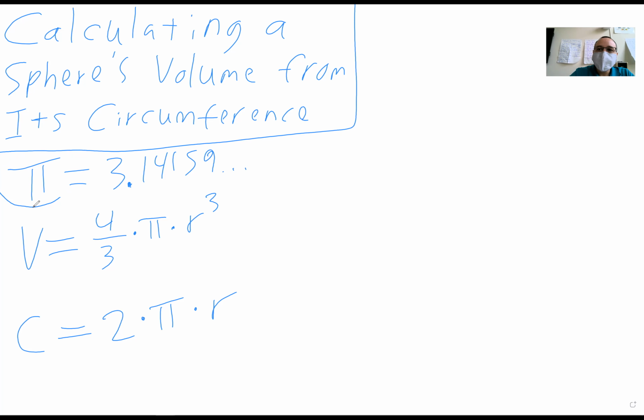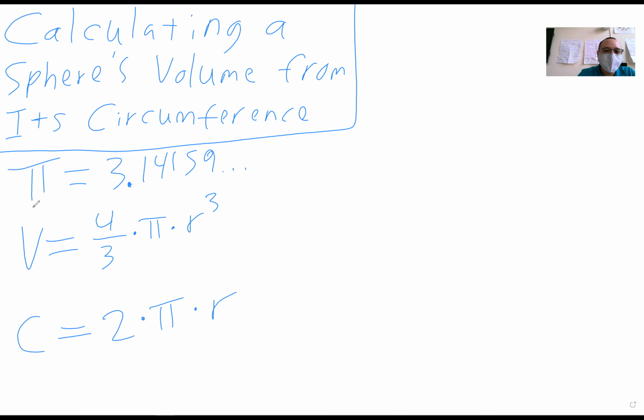But we can approximate pi as 3.14159. I put little dots there to indicate that the number just goes on forever, but we'll approximate it as 3.14159. It's just a number we're going to use.